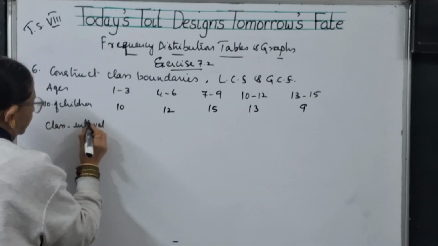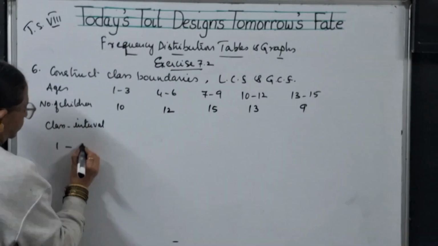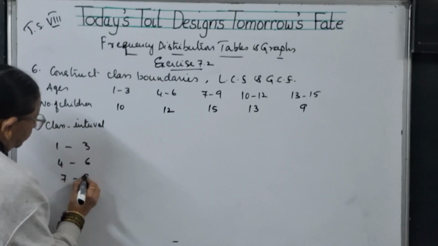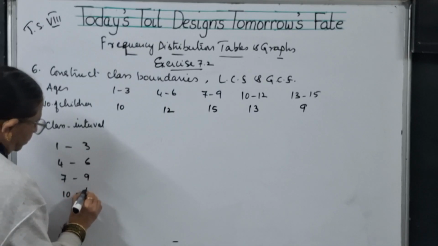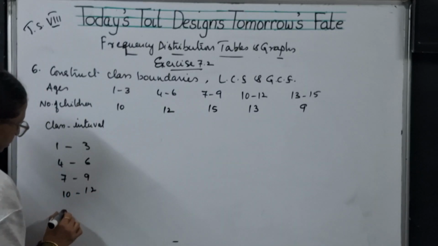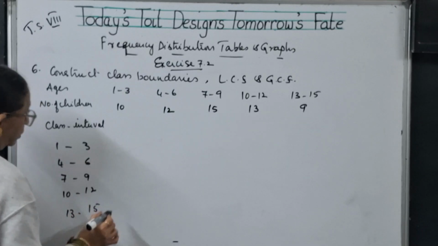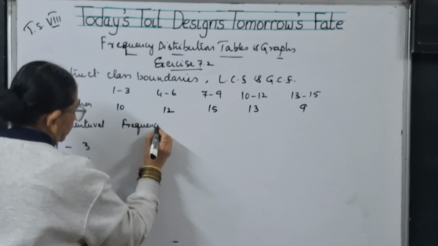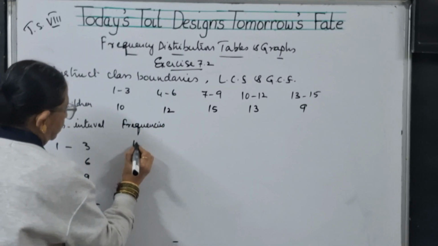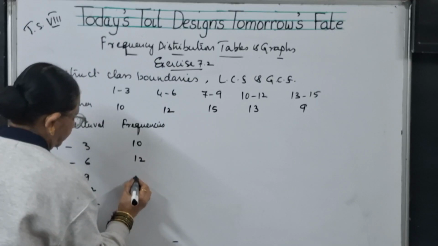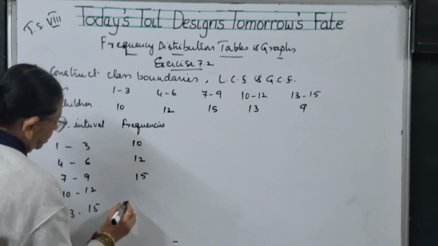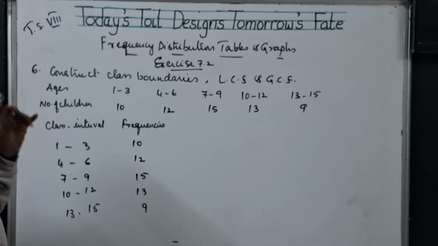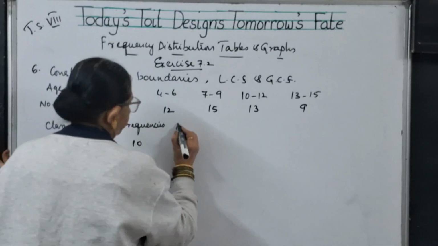Class intervals: 1 to 3, 4 to 6, 7 to 9, 10 to 12, 13 to 15. And frequencies: 10, 12, 15, 13 and 9. Now with the help of this you need to first find out class boundaries.